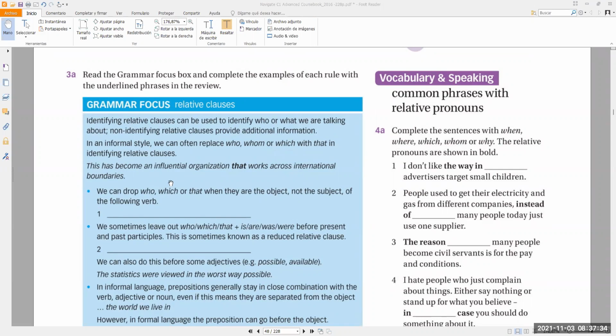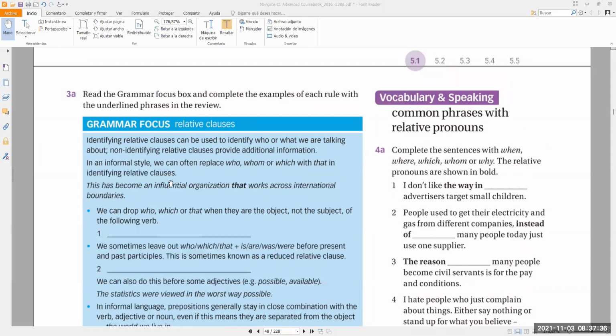So what they say here, guys, just as context, they say that in an informal style, we can often replace who, whom, or which with that in certain clauses. Like this: "This has become an influential organization that works across international boundaries." And that's pretty much what sets the tone for the rest of the exercises.